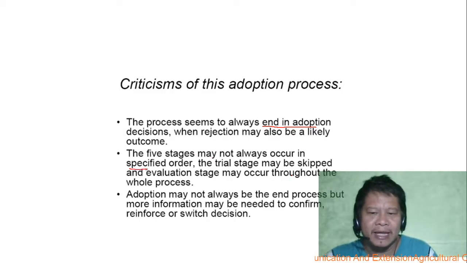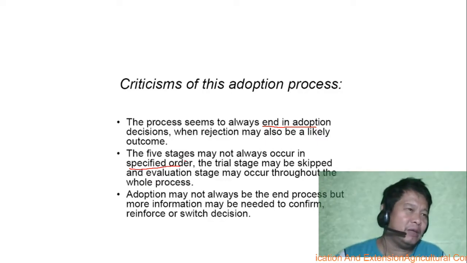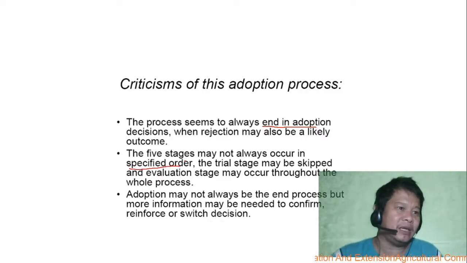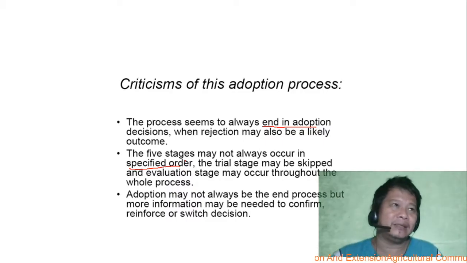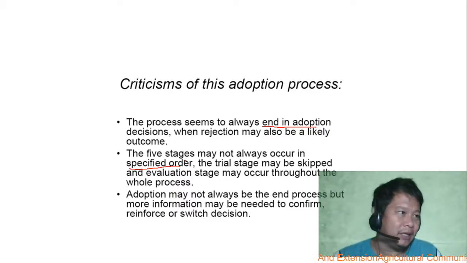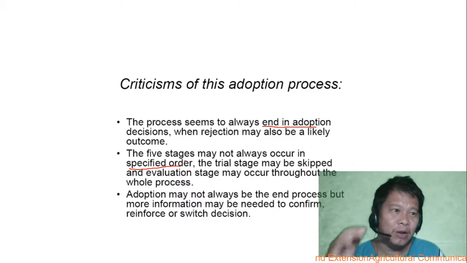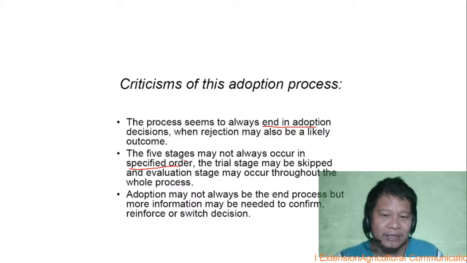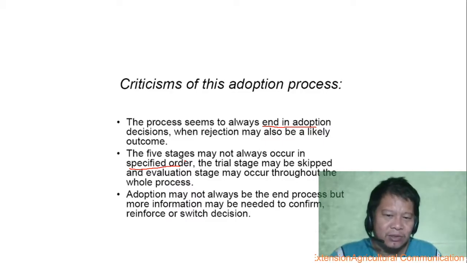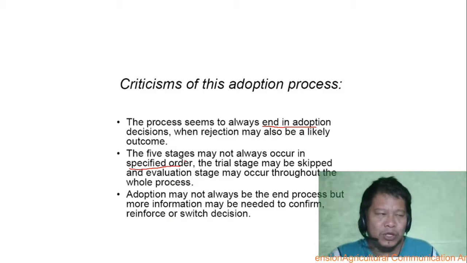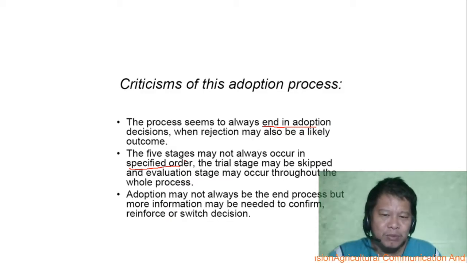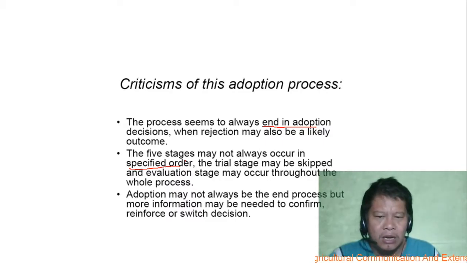Some people just heard about it, did not try it, and adopted it, then lost out, or did not study it. Some try it, and some adopt directly. The five stages may not always occur in a specified order. The trial stage may be skipped, and the evaluation stage may occur throughout the whole process. So here they adopt, okay?